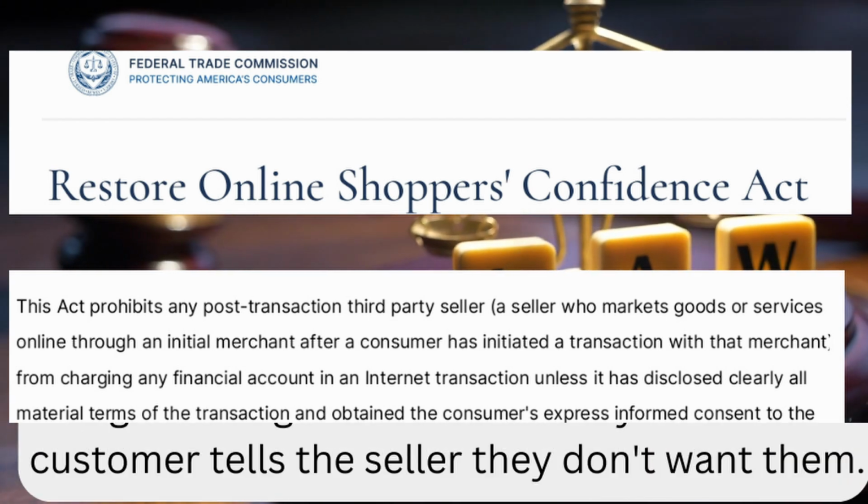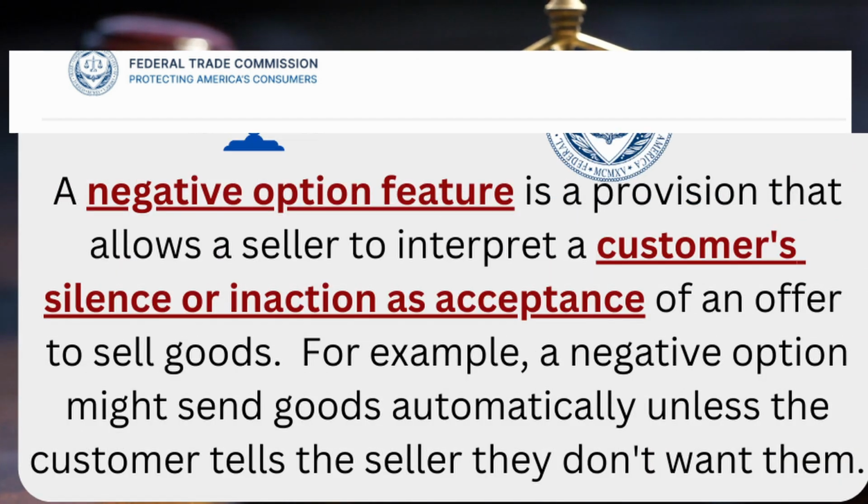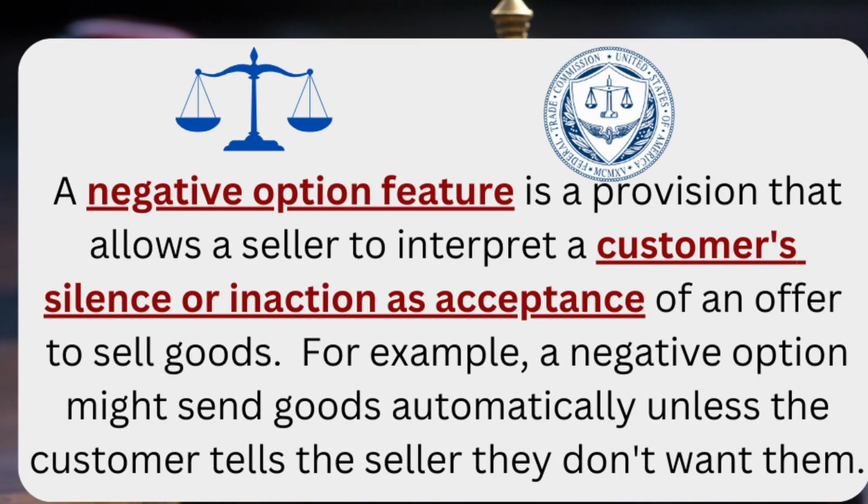ROSCA prohibits charging consumers for online products through a negative option feature. What is a negative option feature? It's an offer or agreement to sell something online where your silence or failure to take affirmative actions to reject the product or to cancel the agreement is interpreted by the seller as acceptance of the offer. In other words, negative option feature is acceptance by silence.